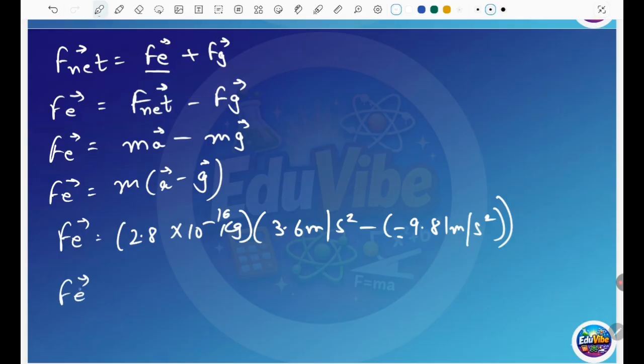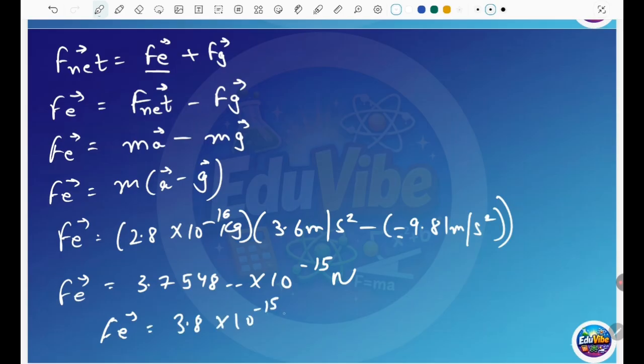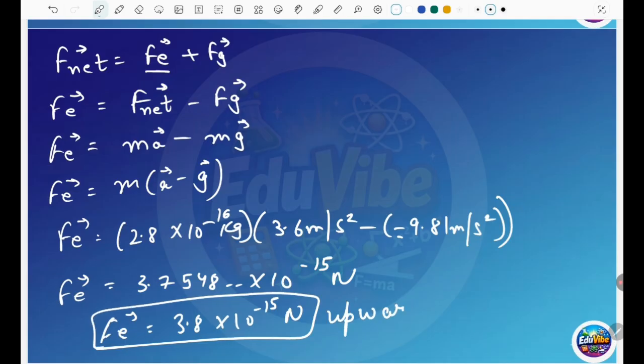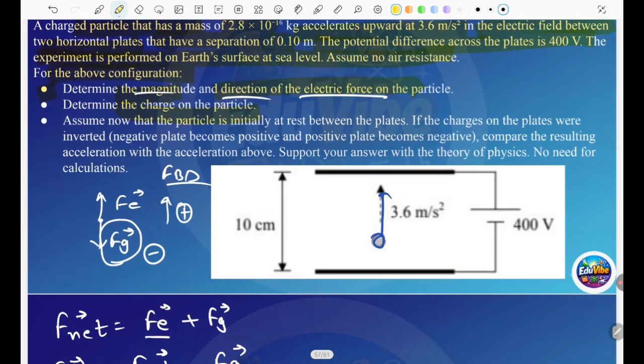So Fe, what do we get? We get something like 3.7548 × 10^-15 newtons. And when we round this, we get 3.8 × 10^-15 newton. And this goes upwards. So this is for your first part.